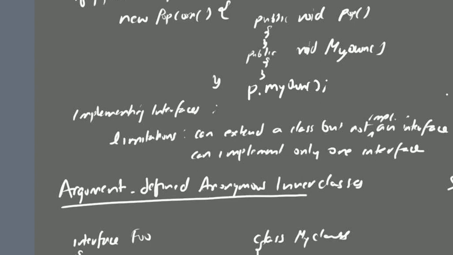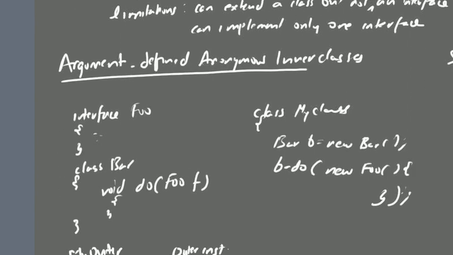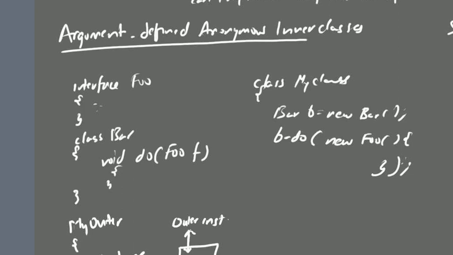The second flavor would be to implement interfaces, which is exactly the same. The limitations in flavor one are that you can extend a class but not implement an interface at the same time. In the second flavor, which is when you implement interfaces, you can only implement one interface but not more than one. The third flavor of anonymous inner classes is argument-defined anonymous inner classes, in which you would implement interfaces within a method argument. And it's exactly the same. It's just the place where you implement your interface.